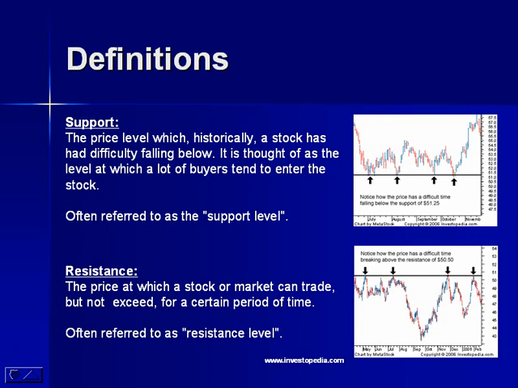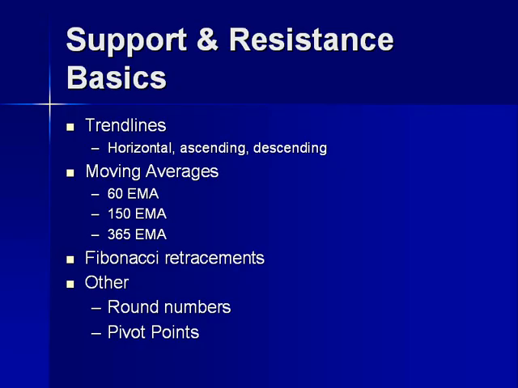Resistance, on the other hand, is like a ceiling. It's the price at which a stock or market can trade but not exceed for a certain period of time, often referred to as the resistance level. As you can see there, price cannot go through the resistance level. And don't get a fright if you ever see the term pivot zone used on this site. It's basically the same thing.